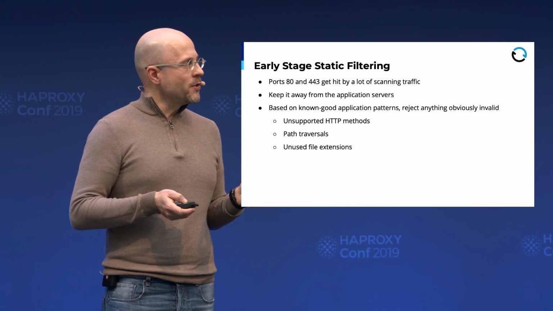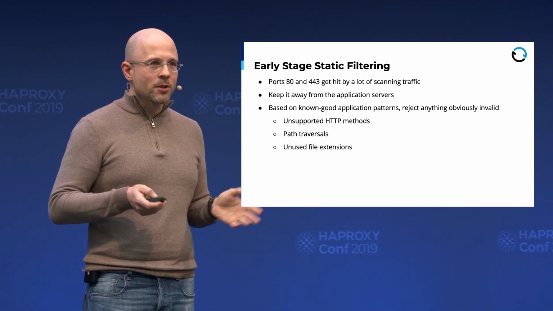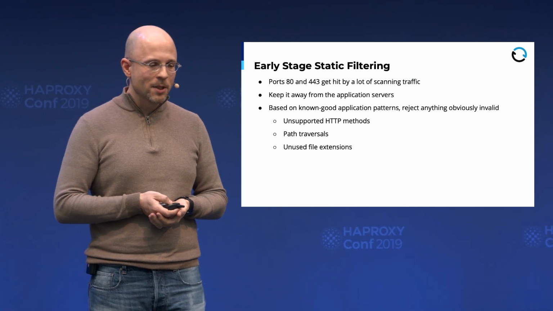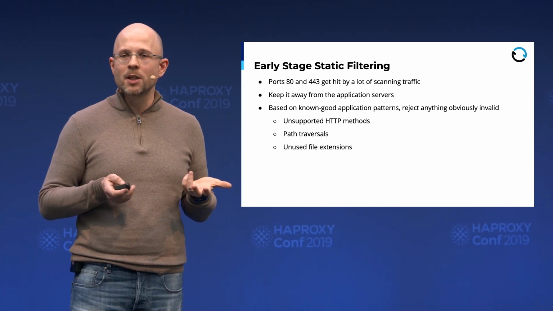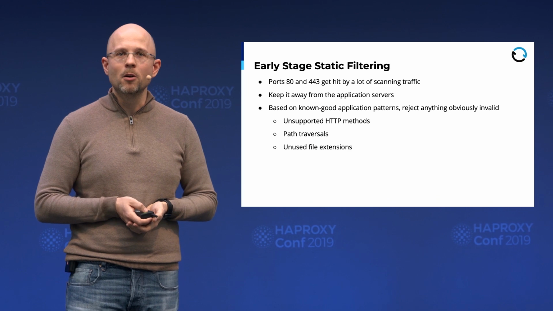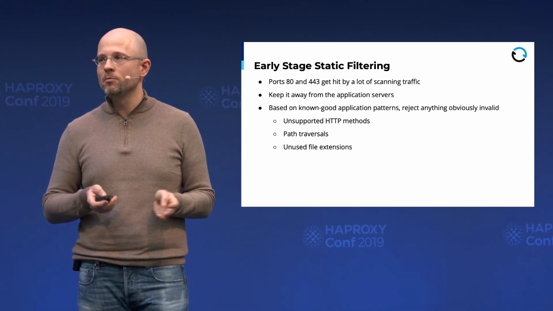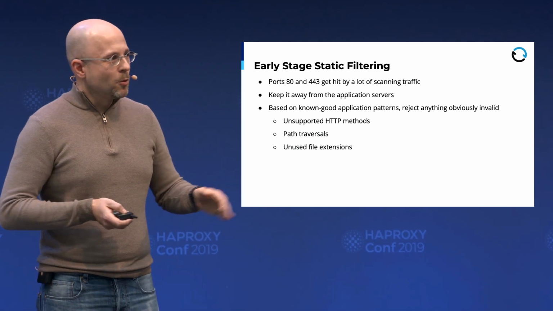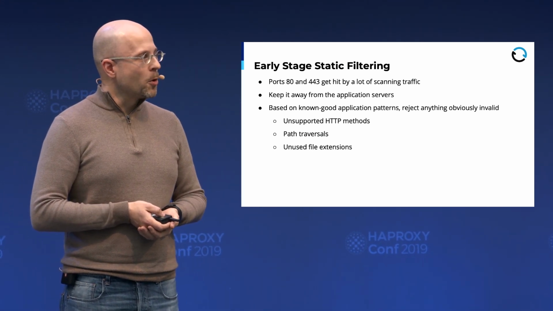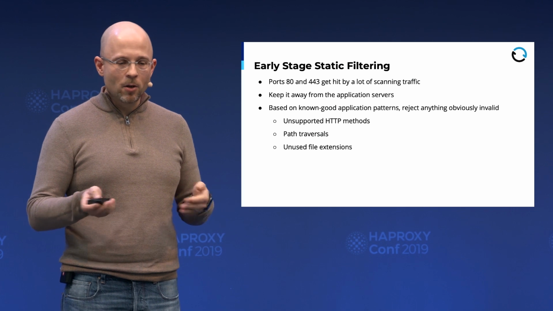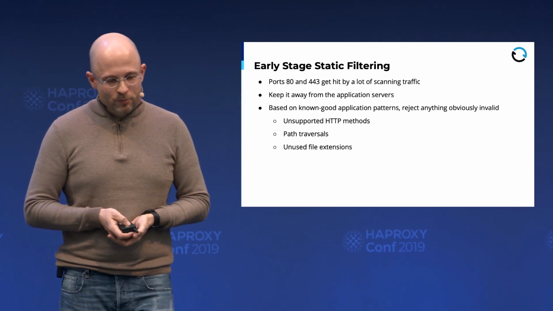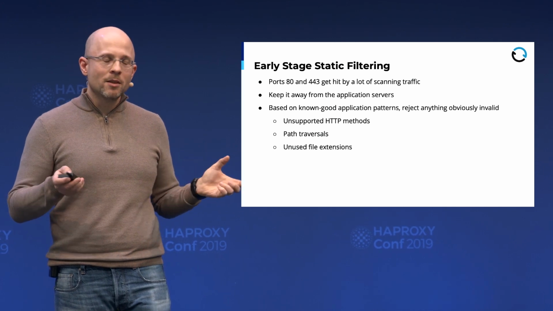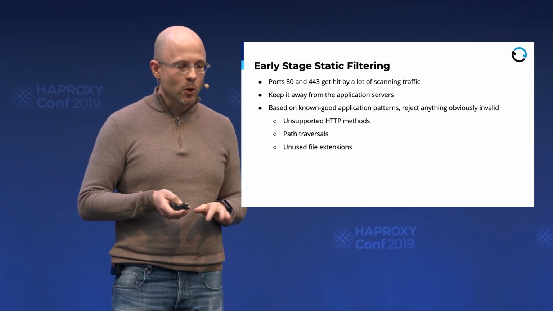And in a first stage, we just use quite simple static patterns matching stuff that we know is obviously uninteresting to us, because we have a pretty good idea of what regular traffic targeting the API looks like. That keeps all that stuff away from the application server, so we don't have to worry about it getting hit by all that noise. And as I said, because we know what the application expects in most cases, we can reject anything that is obviously invalid.